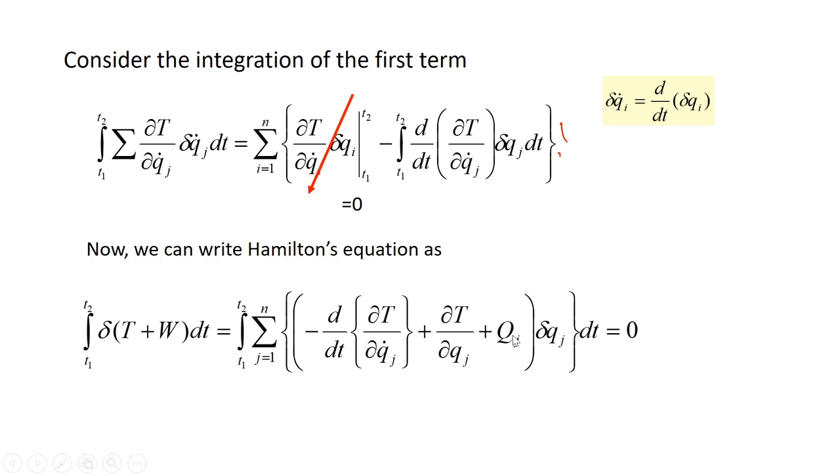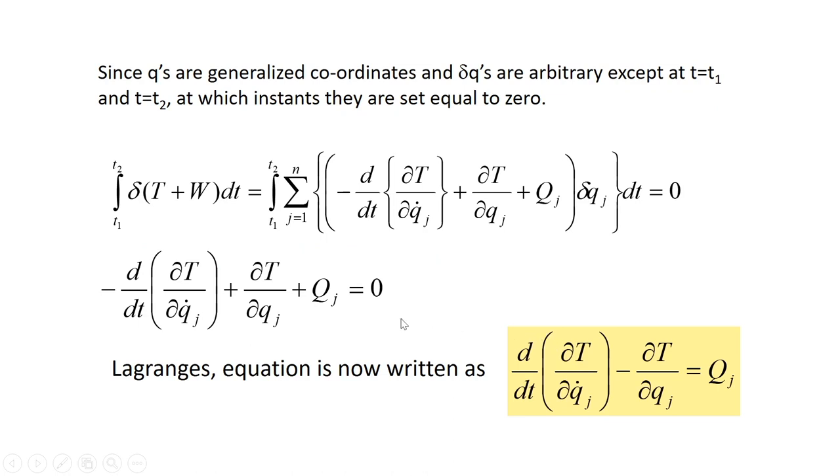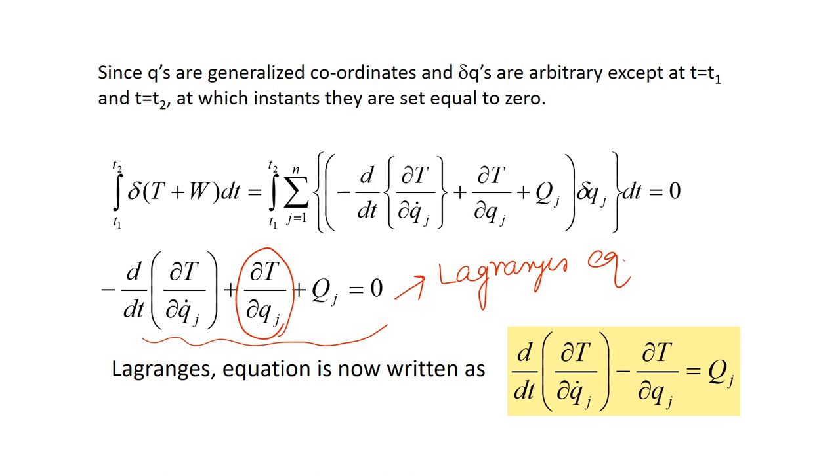From that we can infer that if delta q j is arbitrary and not 0 except at t1 and t2, we can write minus d by dt, the differential coefficient of del T by del q dot j, plus del T by del q j. You see here the derivative term is not there in this term, there is no differential quantity, plus Q j equal to 0. So this is Lagrange's equation, a very popular equation in structural dynamics.